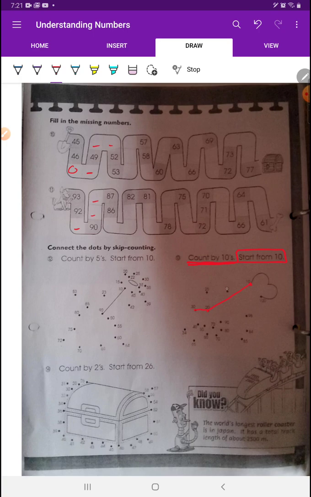Guess what? We don't need the number 16, so I'm not going to even touch that dot. We don't need the number 25, so I'm not going to touch that dot either. See, we're only doing the tens on this one. Only the tens, nothing else. So don't touch any of the ones that aren't tens.